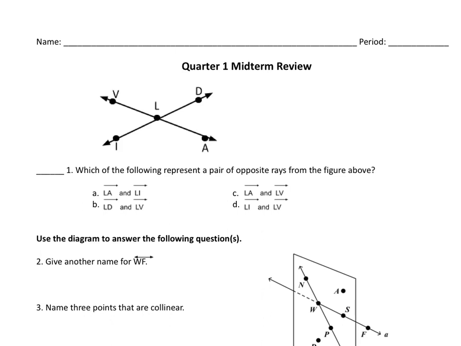The first question on this test review says, which of the following represent a pair of opposite rays from the figure above? Now, when we take this test next class, it's going to be an online test, so we're not going to be able to highlight a bunch of stuff. But what you're going to get is a piece of paper that has 3 columns. One of the columns says keywords. So let's find the keyword here so we know what to write down on our show our work paper next class. What do you think the keyword is here in this problem?